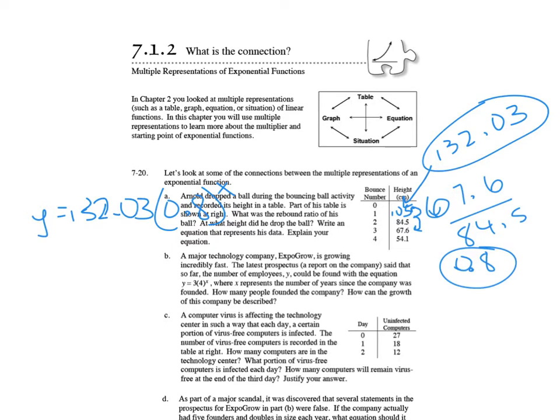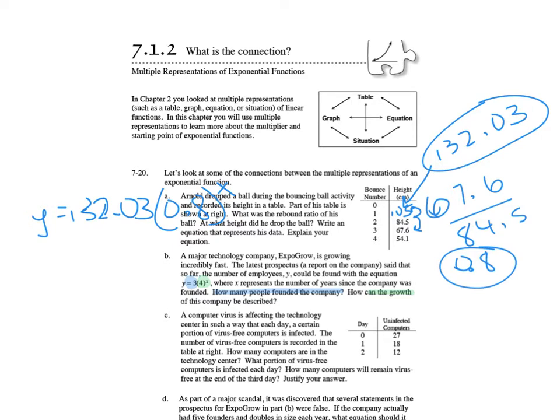Well, to answer how many people founded the company, we just need that starting number in our equation. 3 people founded the company. How can the growth of this company be described? The growth is the times 4. We would say that the growth is multiplying by 4, or quadruple.